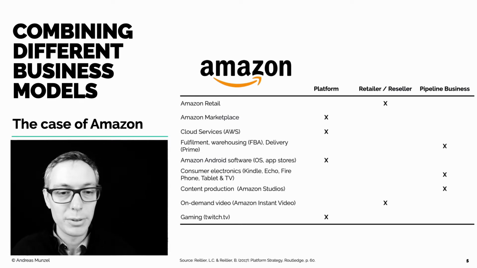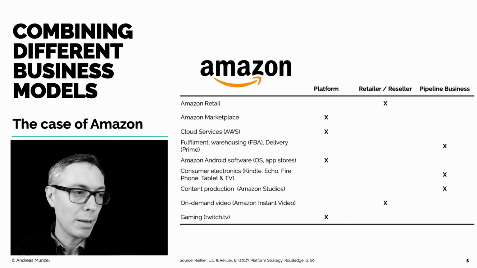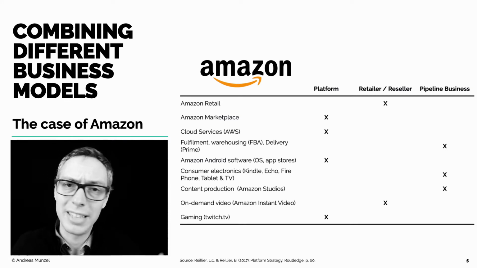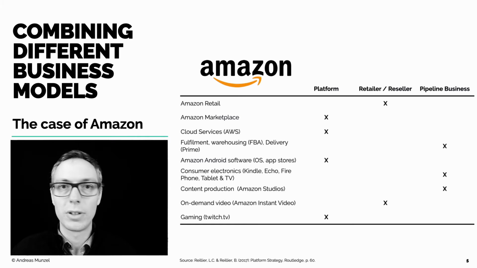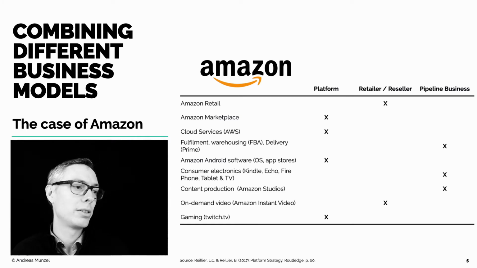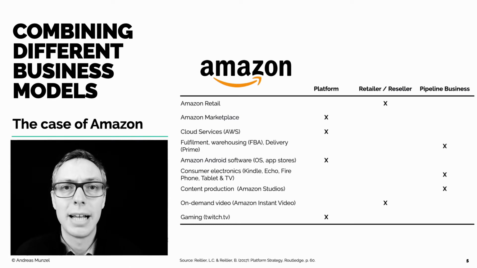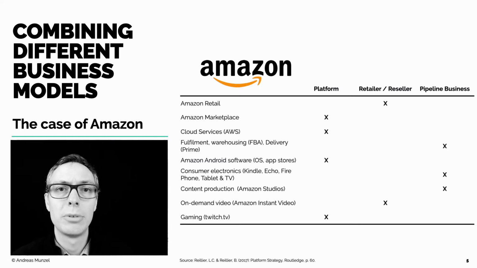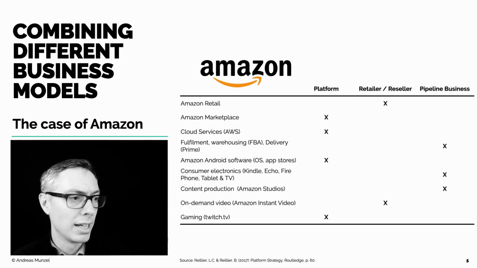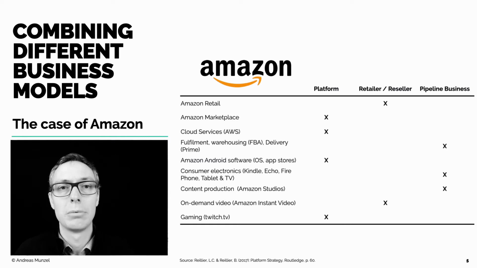Okay, then you have consumer electronics like the Kindle, the Echo, the Fire Phone, the tablet, and TV. Okay, it's a pipeline business. They are producing that. Okay, you have content production for Amazon Studios for their Prime Video content as well. You have the on-demand video where they are a retailer again. Okay, so buying the rights, the licenses to stream content on Amazon Prime, for example. So they are a retailer. And finally, you have gaming with Twitch TV, for example, where they become a platform.